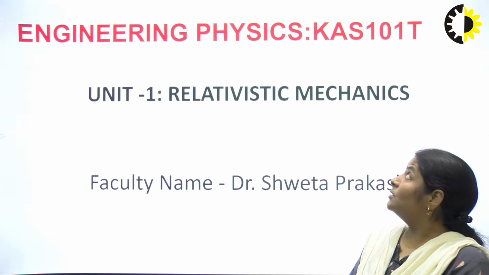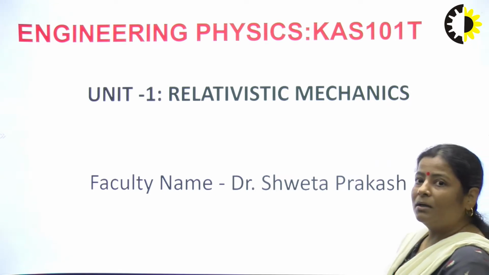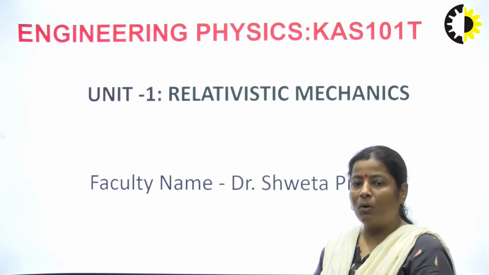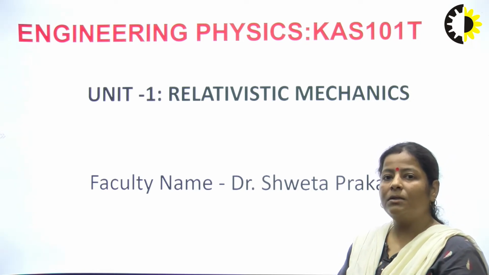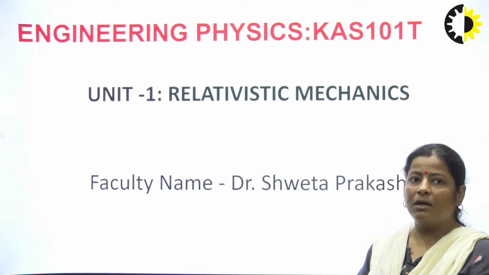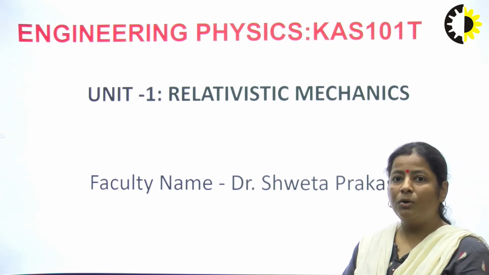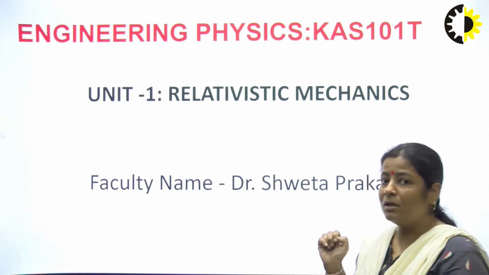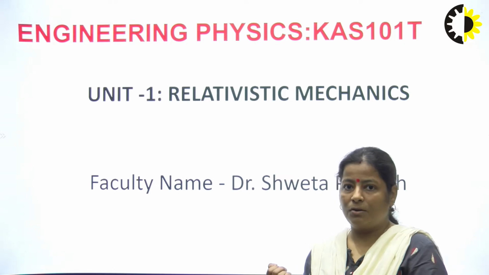Our subject code for engineering physics, as you can see, is KAS 101T, and this is a course in the AKTU engineering colleges. This is followed by this syllabus. I will be giving you a lecture on relativistic mechanics. In our engineering physics course, this is the first topic, that is the first unit which we are going to study. And in this unit, I will be talking about a topic named addition of velocities.